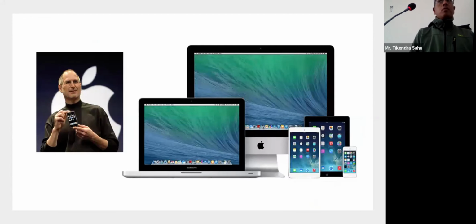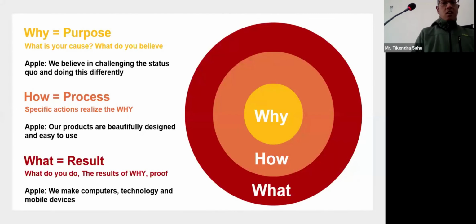So Apple, for example, a very famous brand, a lot of people don't figure out why they actually love Apple. I like Apple. So we need to figure out why. If we apply this why, how, what question, we can see the following. If you ask the why question of Apple, Apple would say, we believe in challenging the status quo and doing things differently. So they want to actually kick some ass against the establishment. That is what they want to do.